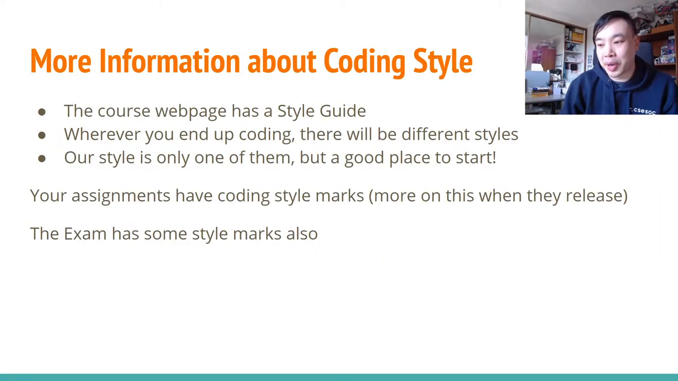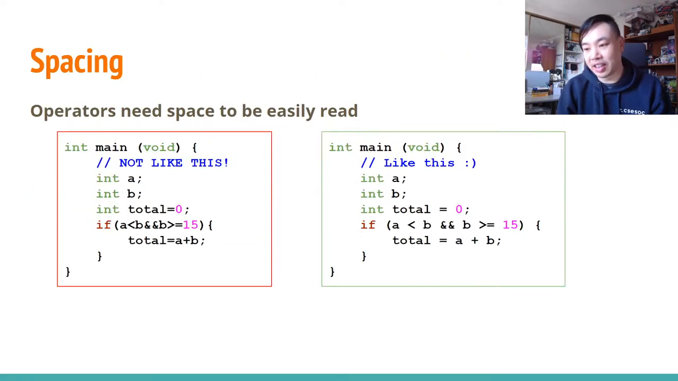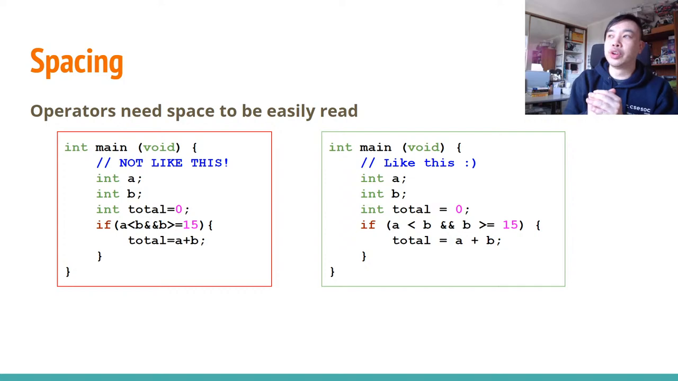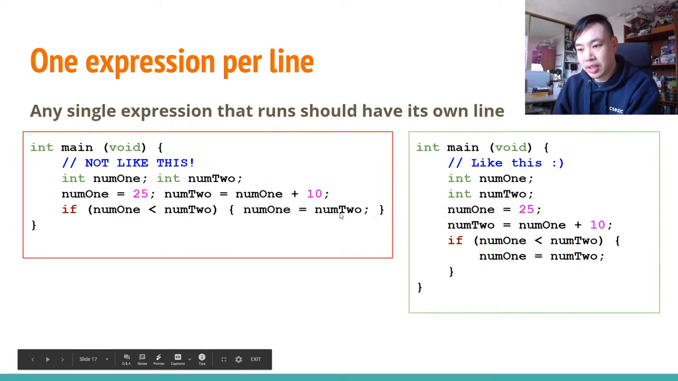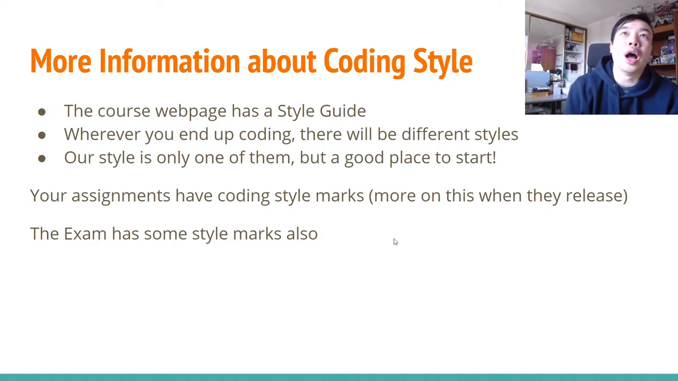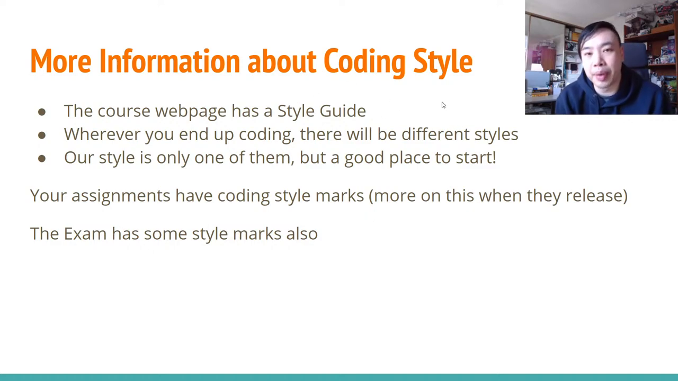Okay, so we've gone through our spacing. If you want more information about coding style, those were some of the simple things. Some of these you could consider rules. If you want to just do this all the time, you could definitely get away with following these few things as rules. If you want to look at more subtleties of coding style, we have a style guide on the course webpage.